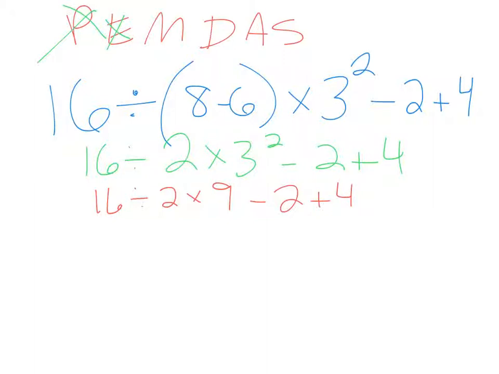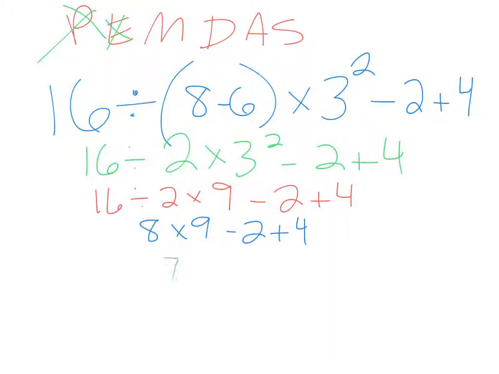Okay, so now I'm looking for multiplication and division. I'm reading this from left to right, and whichever one comes first is the one that I'm going to solve first. In this case, it happens to be the division. So I'm going to take 16 divided by 2, which I know is 8. So I have 8 times 9 minus 2 plus 4 left in my problem. Again, the next thing I would solve is the multiplication. 8 times 9 we know is 72.